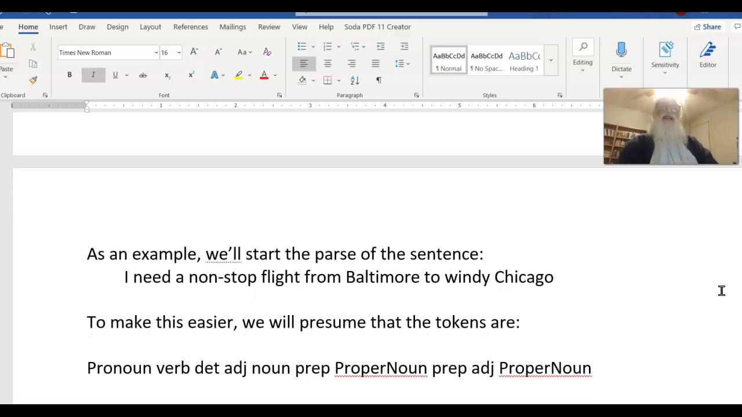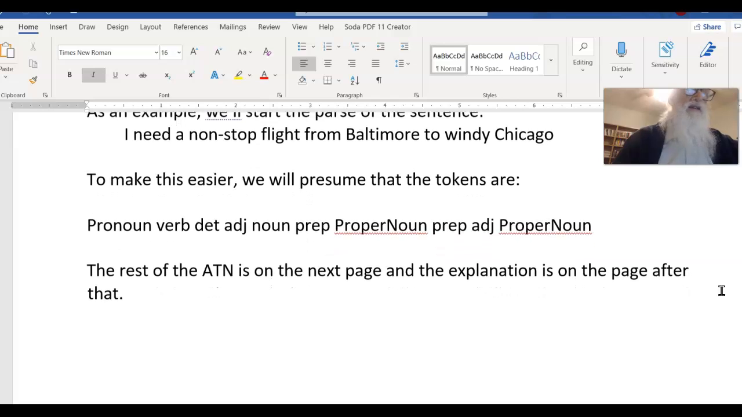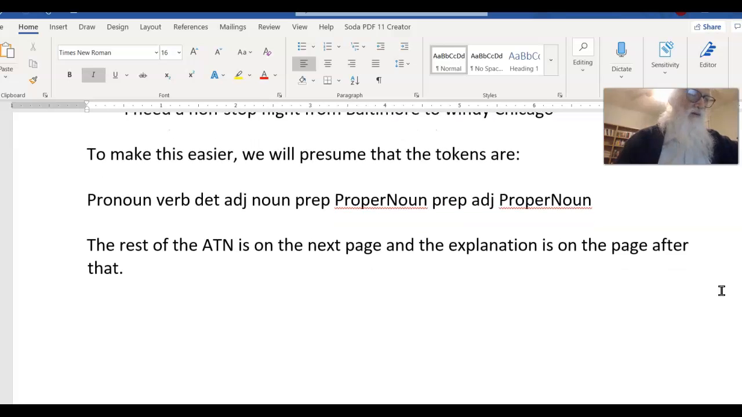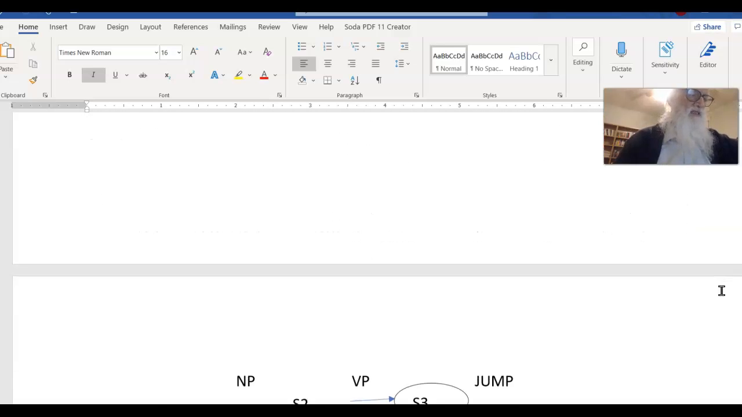Now, I will try to parse that sentence up above. I need a nonstop flight from Baltimore to windy Chicago. I want to make it easier, so I'm going to presume that I've already split it into the parts of speech. And so I don't have to show you that we're going to get those. So my tokens will be the parts of speech, plus the NPs and SPs and S's and all that. This is a very long ATN, and you'll see why I don't think I want to give you a homework on it. So let's start off here.